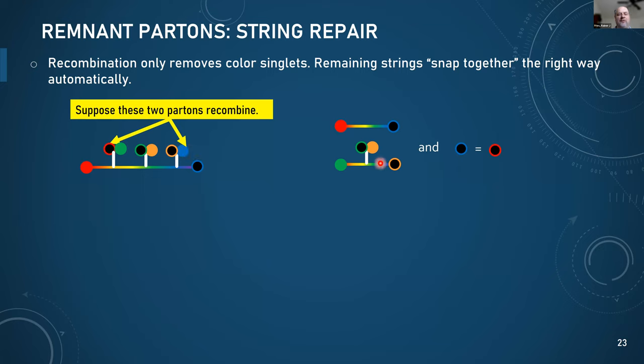The centerpiece is a remnant string, and these two things would also snap together. The bottom line is that because you only take out color singlets, naturally there's always a way for all the remaining partons to snap together into strings again. The number of strings might change. If you recombine into a baryon, you will have an anti-junction in your string system now, because baryon number is conserved. I cannot go into the details, but there's always a nice way of making a string system again.